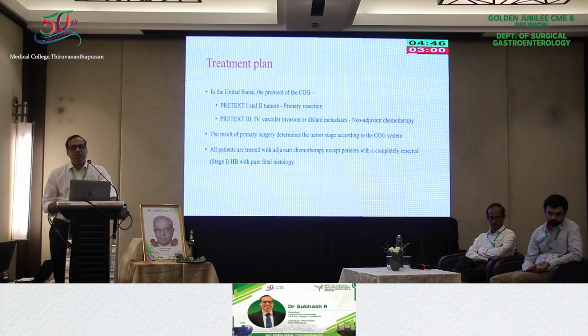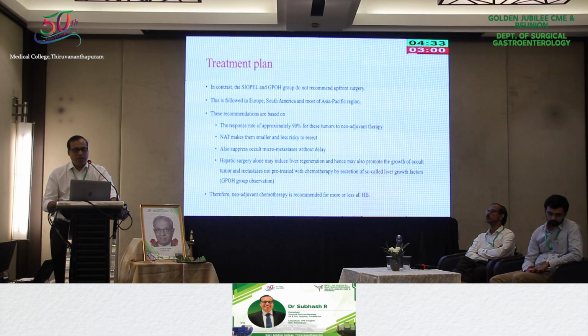The treatment plan in the US is based on the Children's Oncology Group guidelines. For PRETEXT 1 and 2 tumors, they do a primary resection. For PRETEXT 3 and 4, they go for neoadjuvant chemotherapy followed by surgery. Whereas the rest of the world, especially Europe and Asian countries, follow the SIOPEL guidelines. They advocate neoadjuvant chemotherapy for all patients.